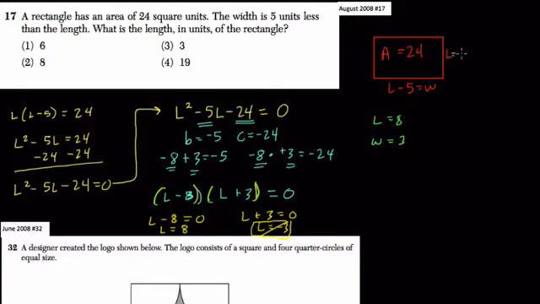So L is equal to 8, and width is equal to 3, and that works because now the width is, oops, where's the 3? If we multiply these two, we do get 24, and the width is 5 less than the length. So here, they want to know what's the length. Sometimes they'll ask for the width, so be careful. The length is equal to 8.